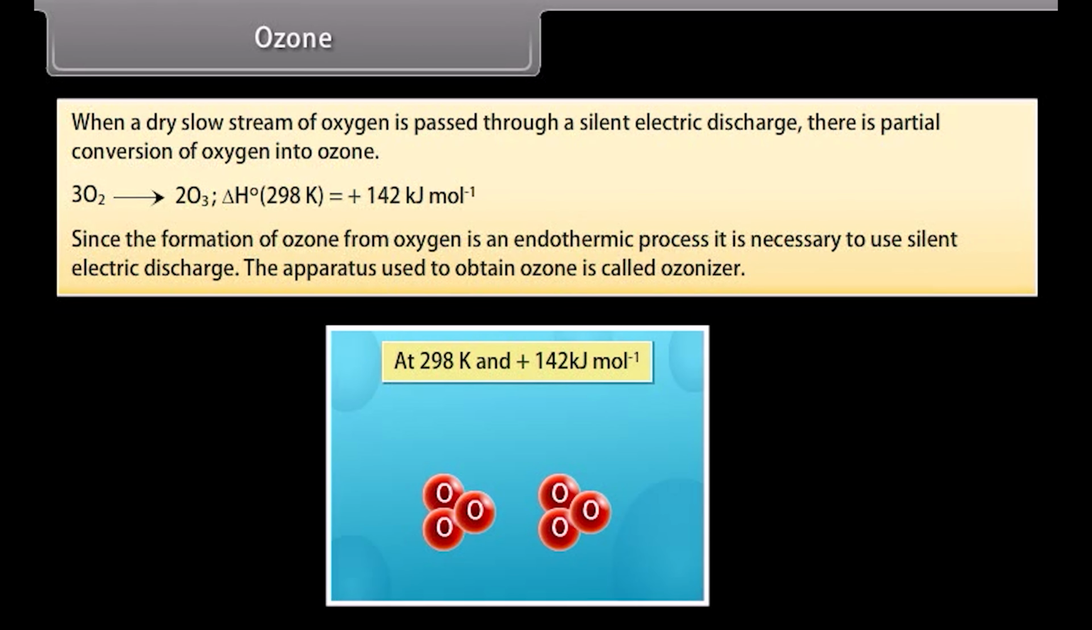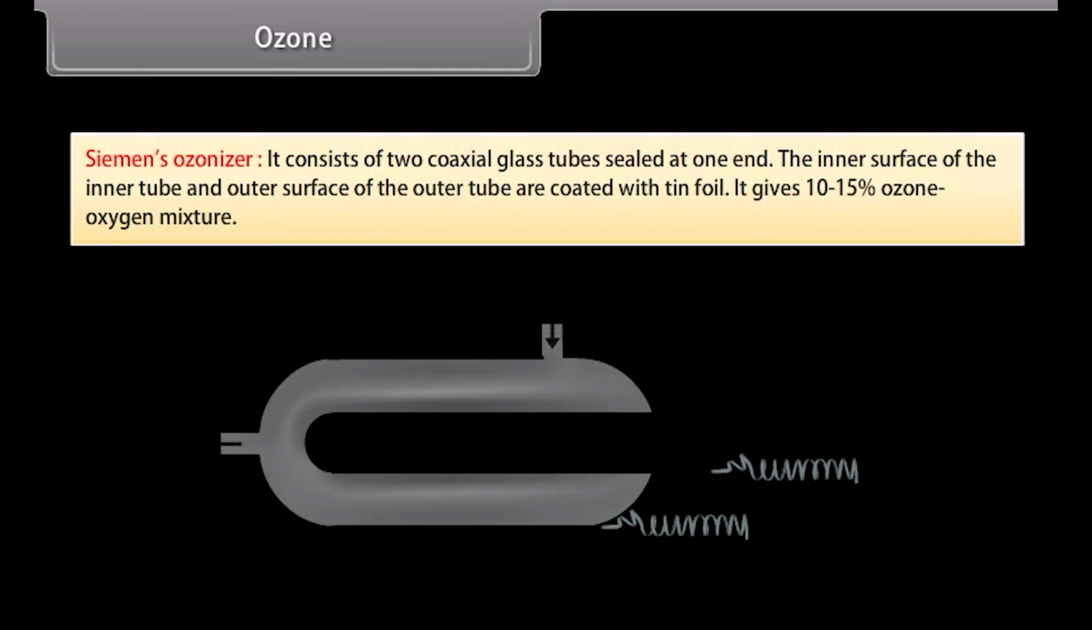Since the formation of ozone from oxygen is an endothermic process, it is necessary to use silent electric discharge. The apparatus used to obtain ozone is called an ozonizer. Siemens ozonizer consists of two coaxial glass tubes sealed at one end. The inner surface of the inner tube and outer surface of the outer tube are coated with tin foil. It gives a 10 to 15% ozone-oxygen mixture.